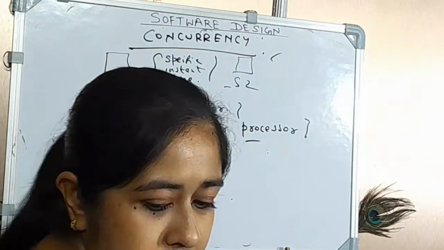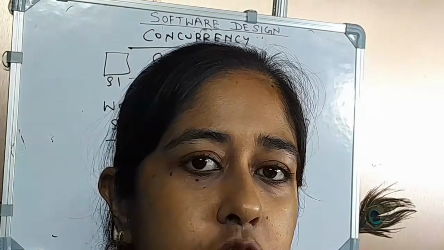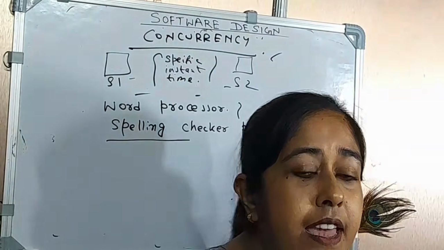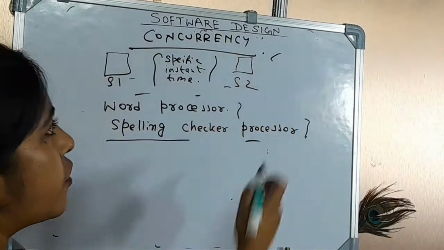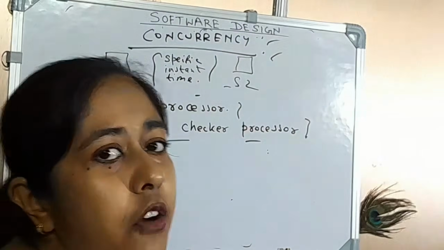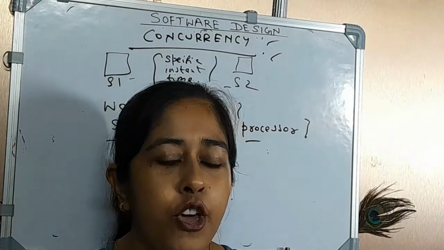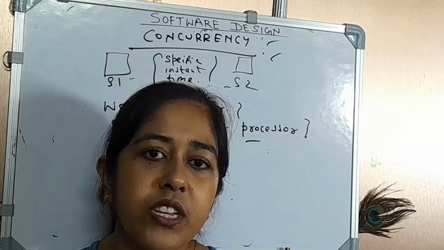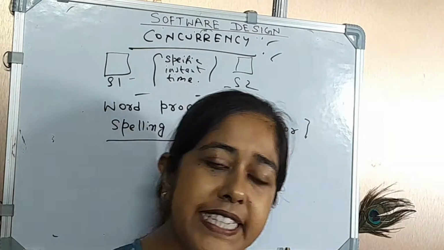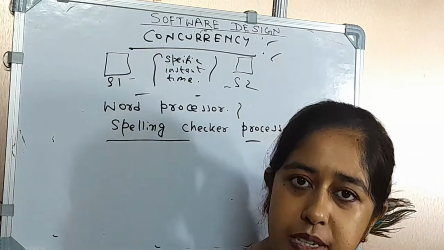So this whole thing is part of your concurrency, and the whole aspect of this is in your software designing phase. Next day, we are going to see what cohesion and coupling are, and the details of the different types of cohesion and coupling.